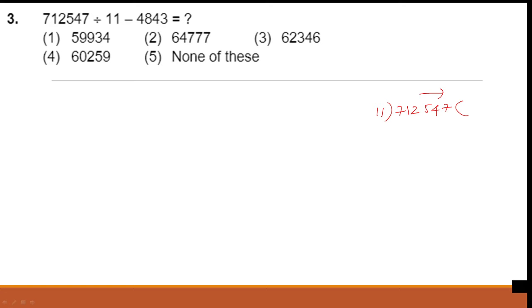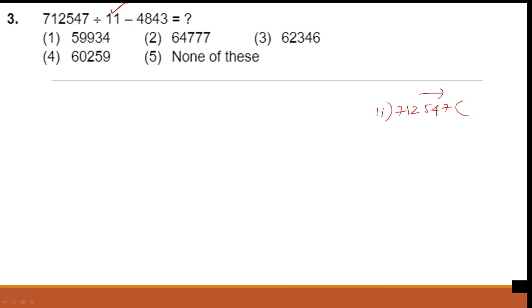So here comes the question. We need to divide with 11. Is that okay? And see the answers. Answers are pure numbers, not in the form of decimal numbers. Means this 11 is definitely going to divide the given number, that is 7,12,547. Okay, if you have any doubts, you can check the 11 divisibility rule.